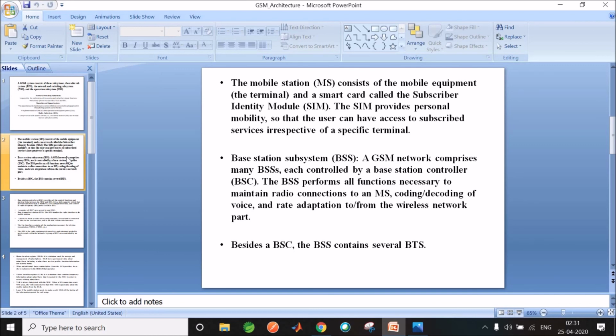So base station subsystem, a GSM network comprises of many BSS, as I said, each controlled by a BSC, base station controller. The BSS refers to the entire system consisting of BTS, BSC and MSC. The BSS performs all functions necessary to maintain radio connections to an MS, coding, decoding of voice, rate adaptation to and from the wireless network. Besides BSC, BSS contains BTS, as you know.